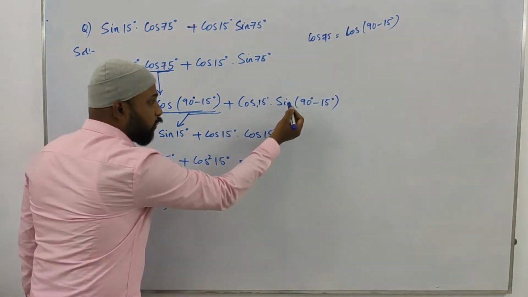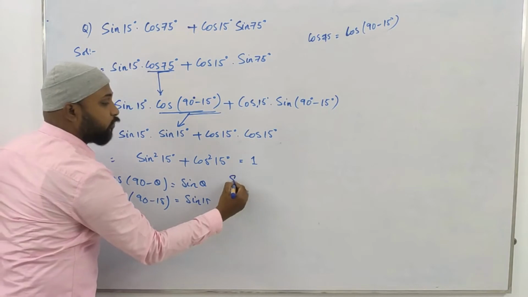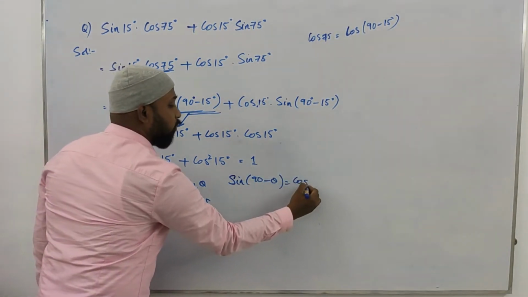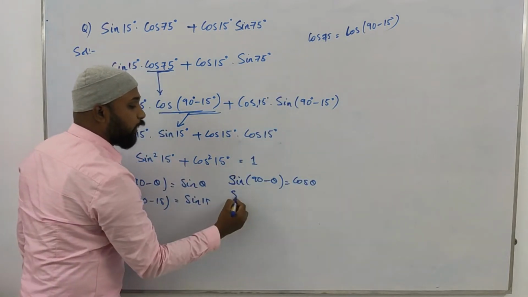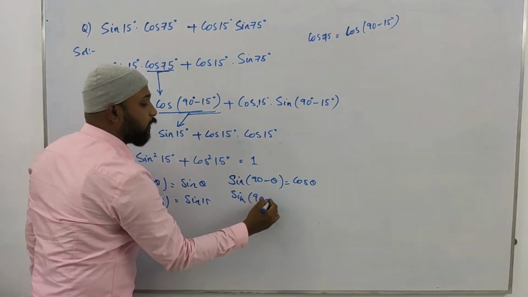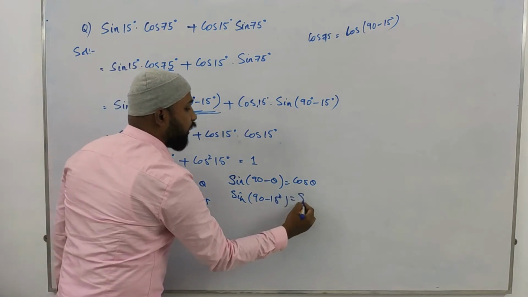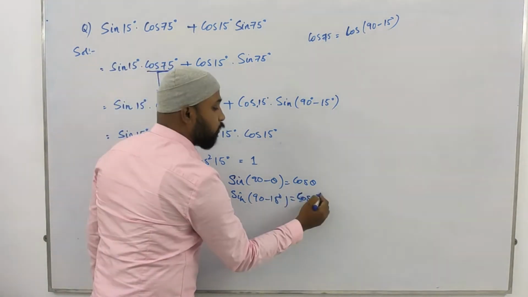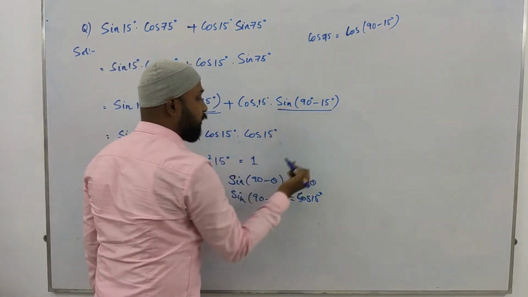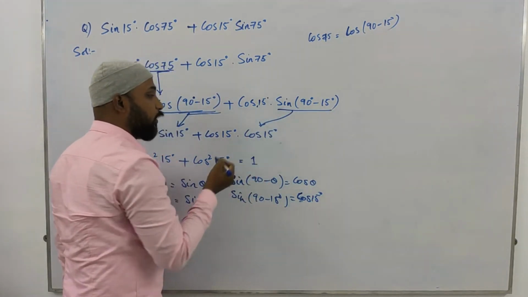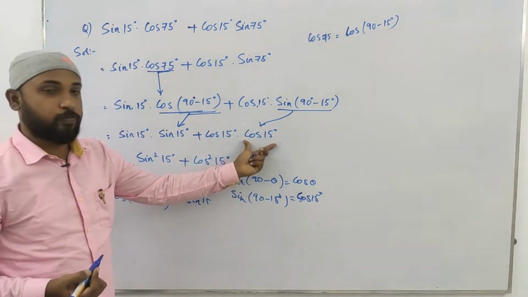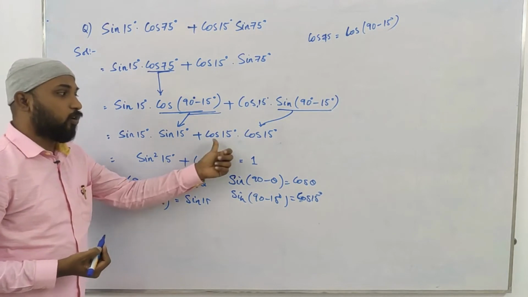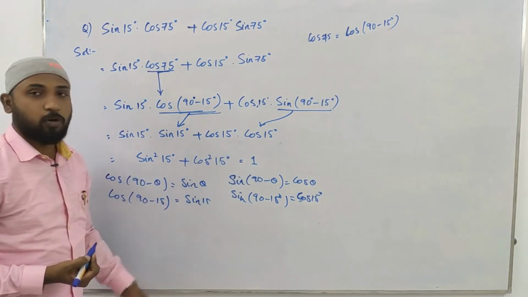And now you see the formula for sine of 90 minus theta. You know that sine of 90 minus theta is equal to cos theta. So over here we have sine of 90 minus 15. How much will we get? It will be equal to cos 15. So in place of sine of 90 minus 15, I can put cos 15. Sine 15 into sine 15 becomes sine square 15, and cos 15 into cos 15 becomes cos square 15.